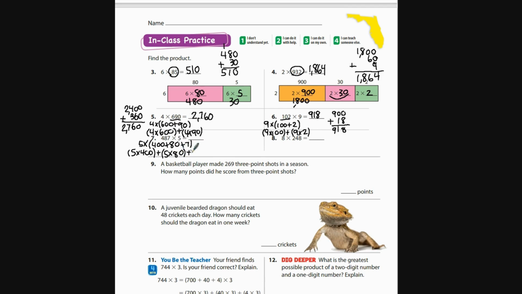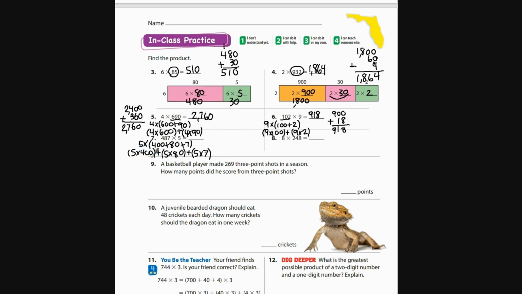Close it, plus, we're not done yet. 5 times again, 5 times. We have 3 parentheses because we're multiplying times 5 three times, because there's 3 place values. So now we have 5 times the last digit, which is 7. Now all I have to do is plug the numbers together.